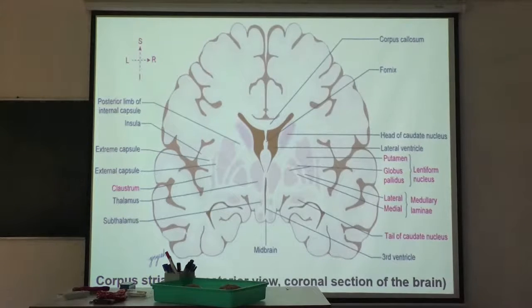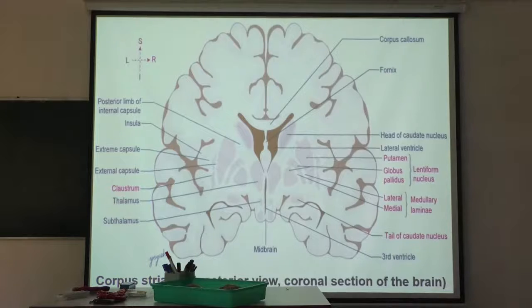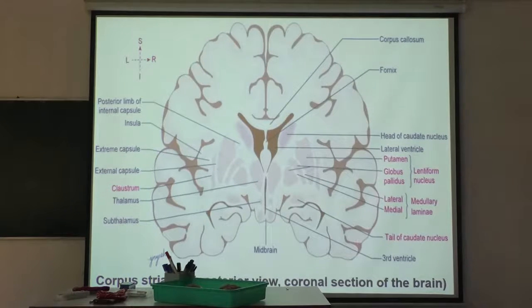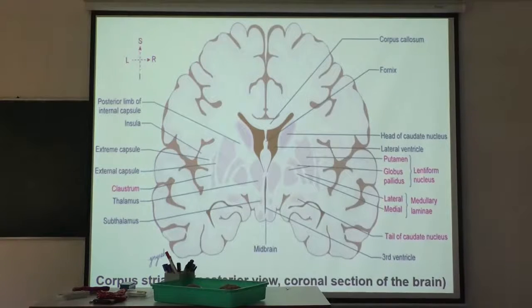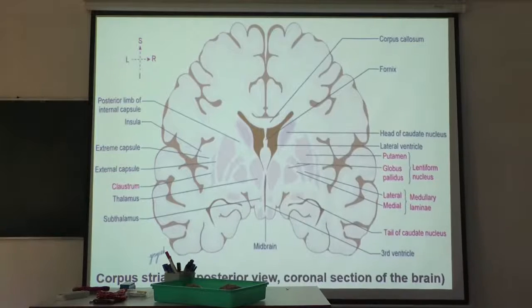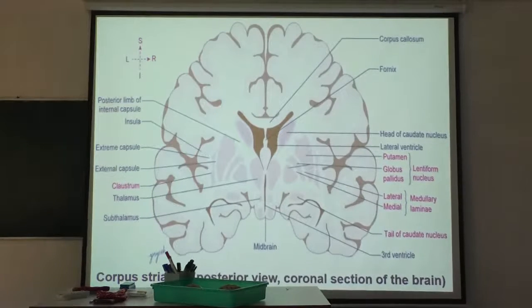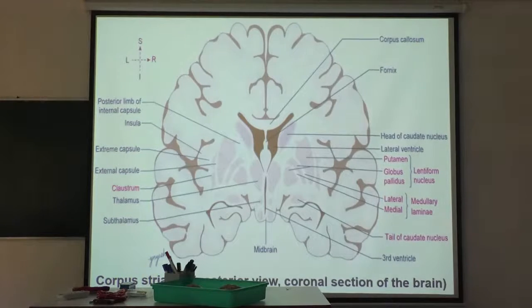And here below the thalamus you can see the subthalamus, and here is the midbrain, the tectum portion. So these are the structures you have to see. These red colored structures all form part of the corpus striatum. Putamen and globus pallidus together form the lentiform nucleus. These are the two medullary laminae, caudate nucleus, claustrum. All these together form the corpus striatum. So you have seen the location of different structures.